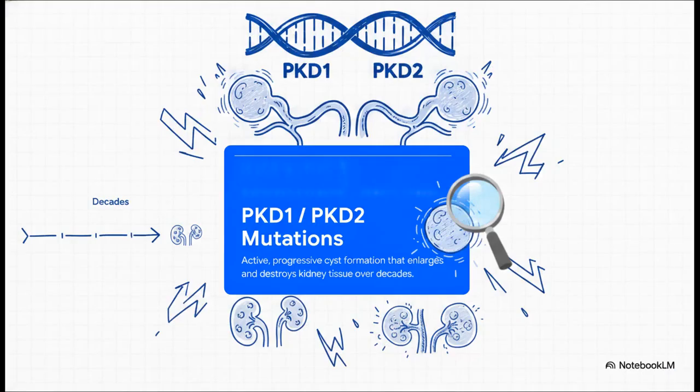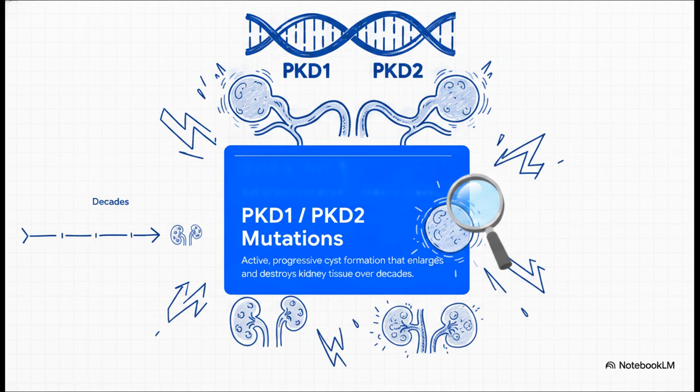So what's actually happening on a cellular level? Well, ADPKD is an autosomal dominant disorder, and it's primarily caused by mutations in the PKD1 or PKD2 genes. Now, these genes encode proteins that are absolutely critical for normal tubular epithelial structure and signaling. When they mutate, the nephron starts forming these fluid-filled cysts.